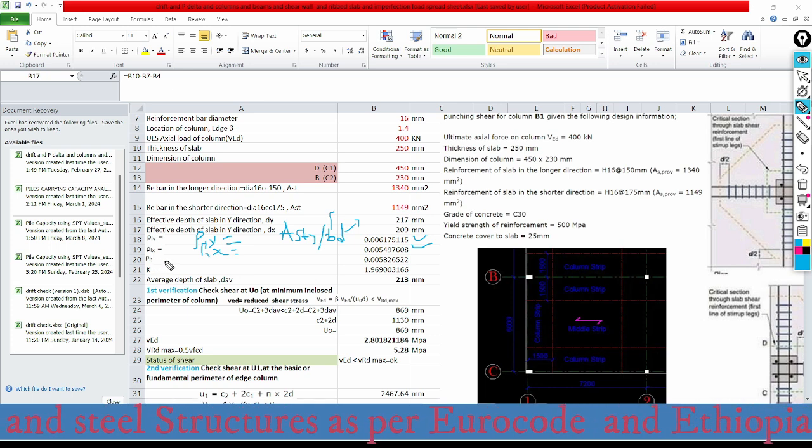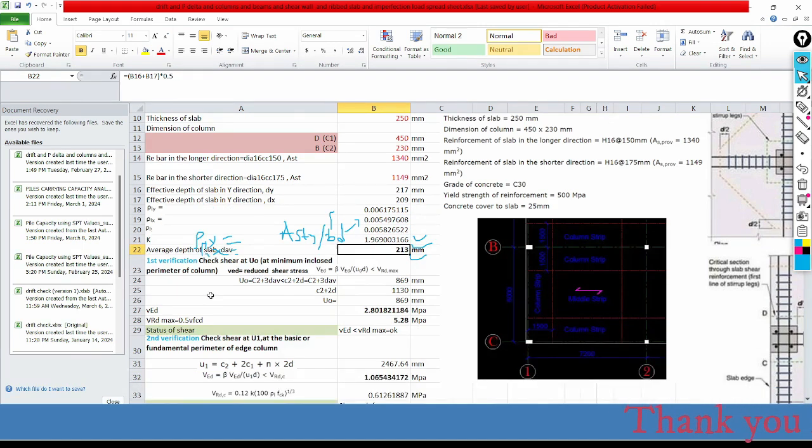And so rho will be equal to the average of the two, this plus this over 2. It provides this value, and the value of k is equal to 1.96900311. So how it comes? It can be calculated using this formula, and this is provided in the code. And the average depth of the slab, as I have said before, this plus this divided by 2, is equal to 2030 millimeter.